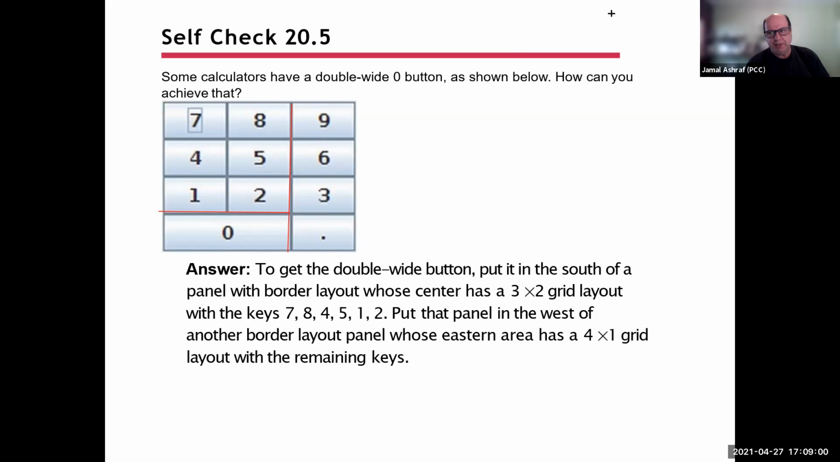So you've got to try these things. I know it's a little more time consuming for the GUI to start with. When you get used to it, or when you have your files, you don't have to start from scratch anymore. You can just use the one that you already have. In this case, it's talking about creating a 3x2 for 7, 8, 4, 5, 1, 2, and then we're going to put that in the west, and then we're going to create another one, 4x1, that's going to go to the other ones.